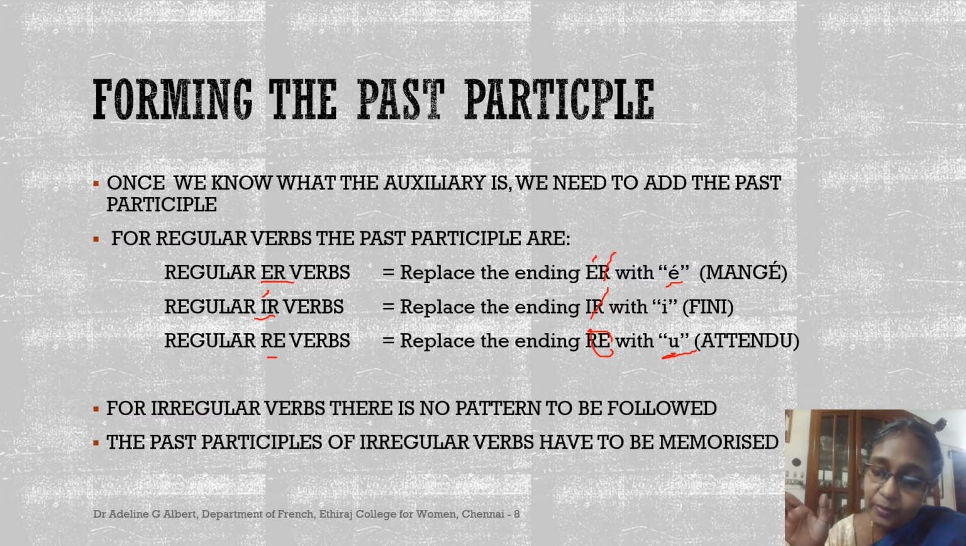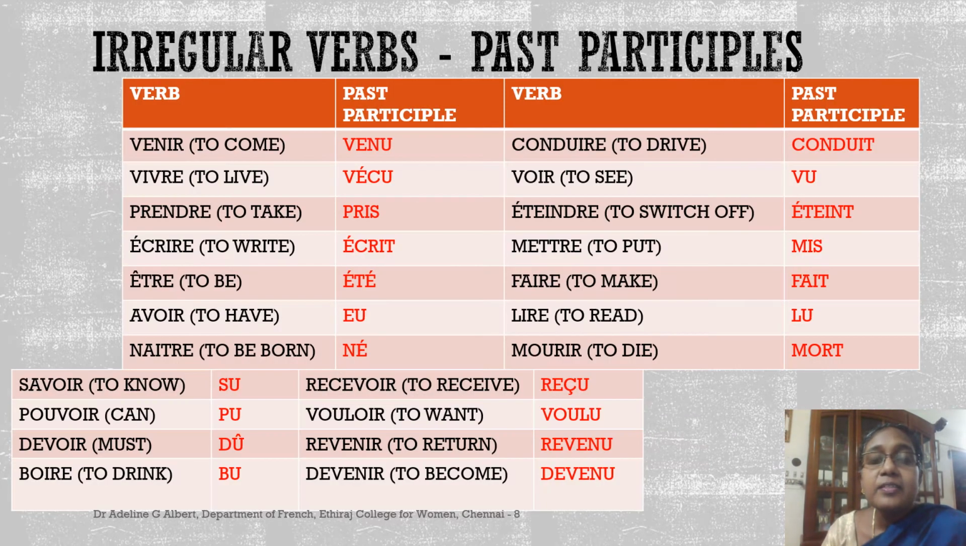Now this is for regular verbs. Remember, I remove the ER, I replace it with E, accent aigu. I remove the IR, I replace it with I. I remove the RE, and I replace it with a U. These are for regular verbs. Everything else is irregular naturally, and remember there is no pattern, so you have to spend some time and memorize them. Regular verbs, there's a pattern; irregular verbs, there is no pattern, you have to spend some time and remember them.